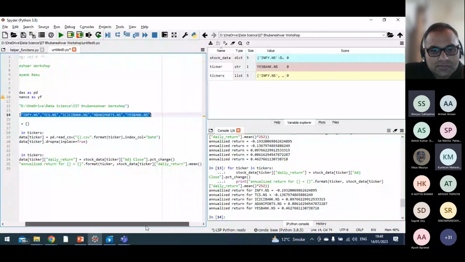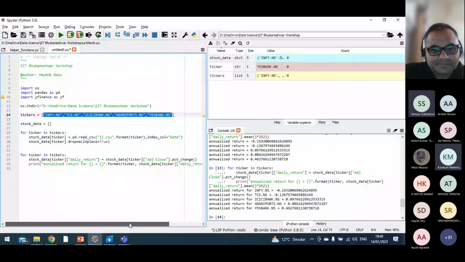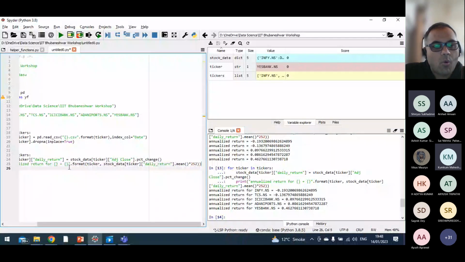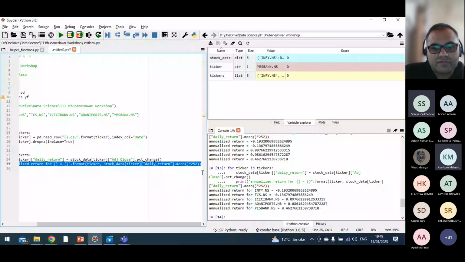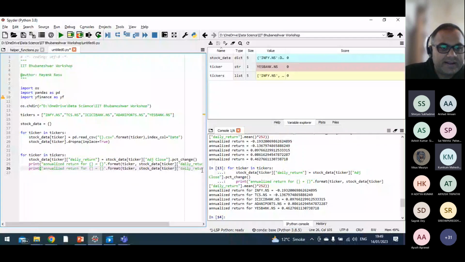So let us also see what is the annualized volatility for each of these stocks, and that will help us make a better decision of which stock we are interested in. All right. So volatility, annualized volatility for this stock is equal to.